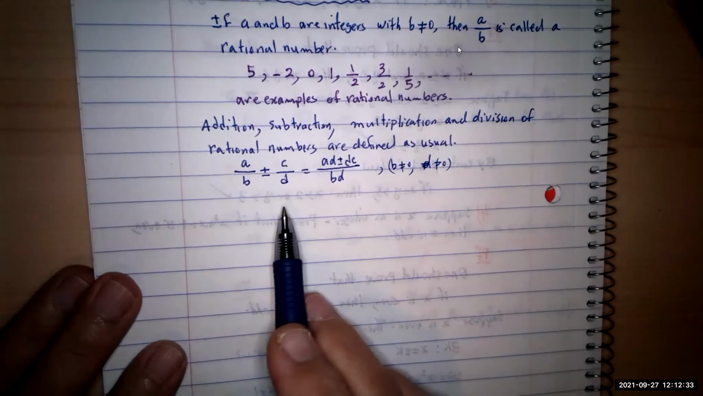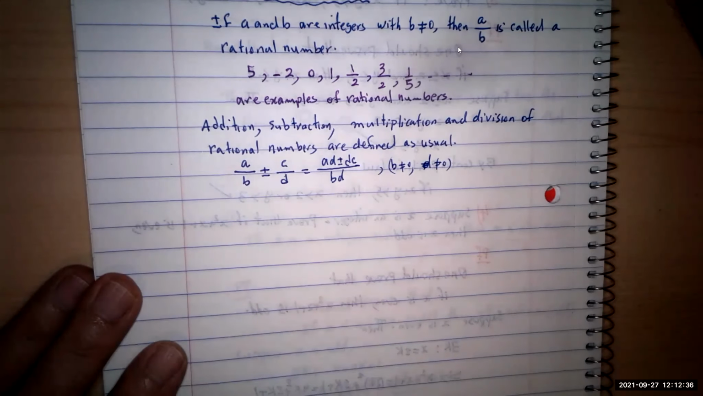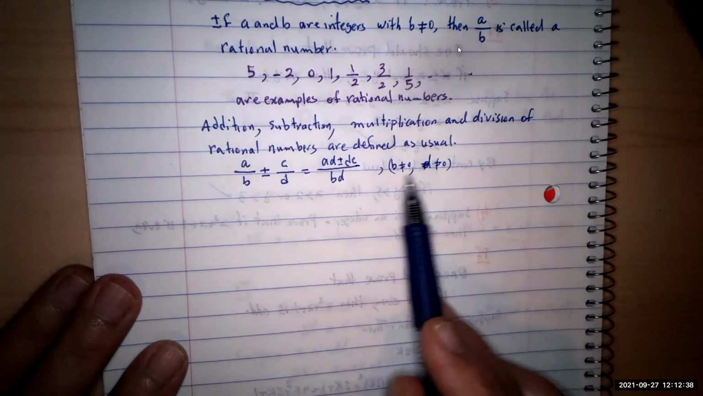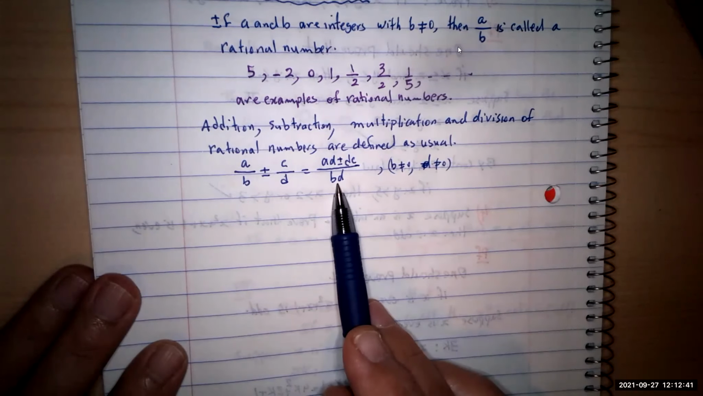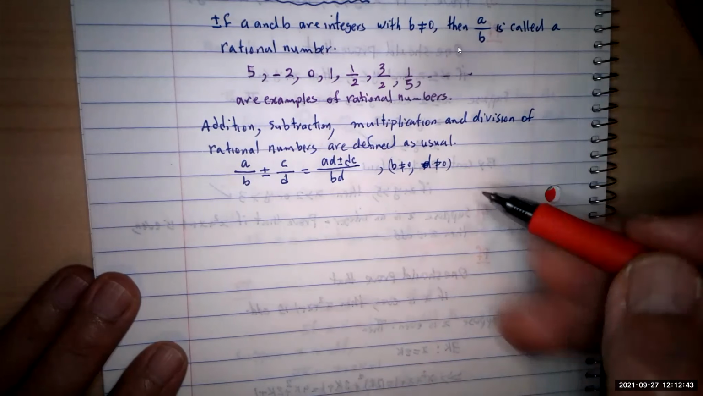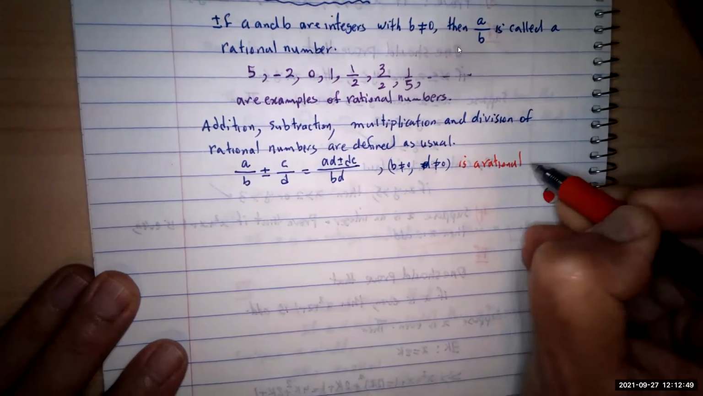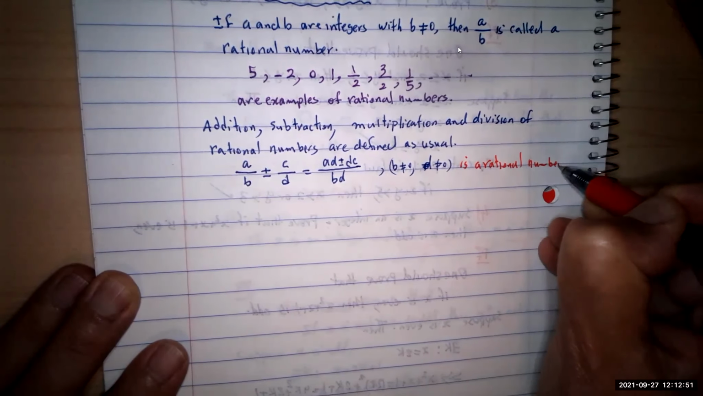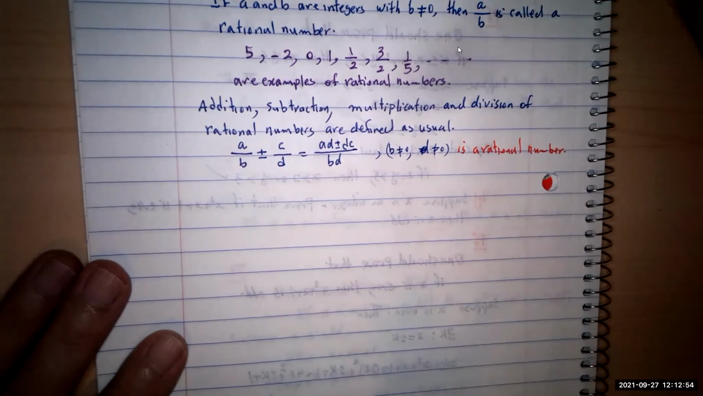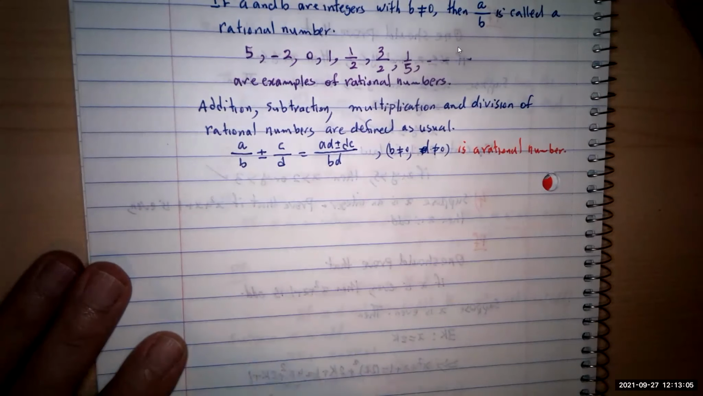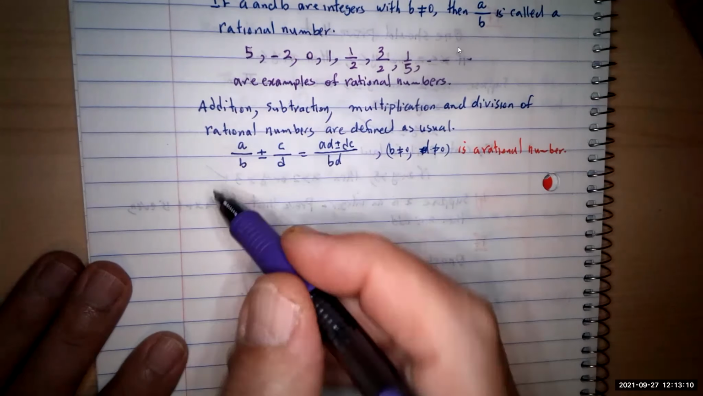As you can see, if you add or subtract, the result is again a rational number, because the only condition you need is that the bottom is a non-zero number. So if we need to use this fact in our theorems, we are going to use it without any proof: the sum of two rational numbers is a rational number, and the difference is rational. Any question?